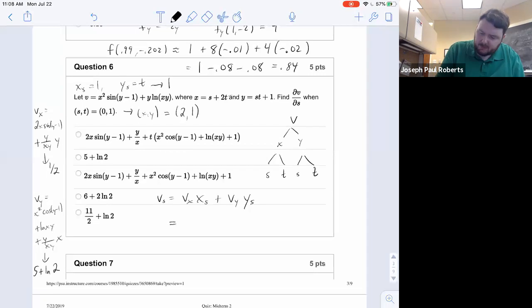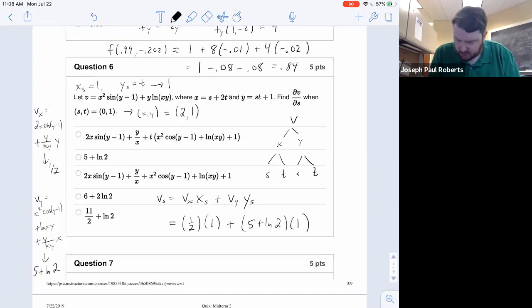And so putting it all together, the x partial of v was a half, the x partial with respect to s was 1, plus the v partial with respect to y was this 5 plus natural log 2, and then the y partial with respect to s was 1. So it looks like we get 5.5, or 11 halves, plus the natural log of 2. All right.